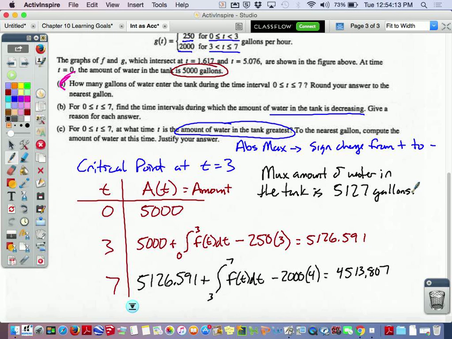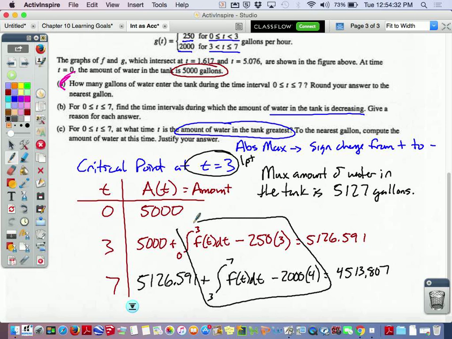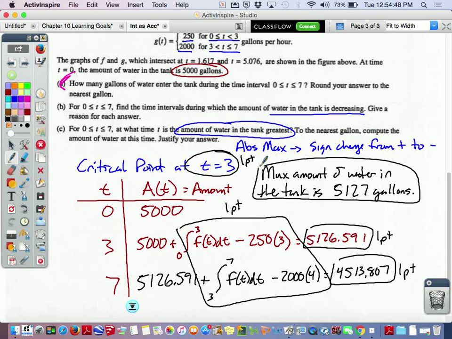So I said before, this was a 5-point question. Here's where you're going to get your 5 points from. You're going to get a point for identifying t equals 3. You're going to get a point for doing this part of the work properly, meaning that you handle the rates properly when you're calculating the total amount. You get a point for this value and the value at 7, and then you finally get a point for your conclusion. And that's where the 5 points comes from.